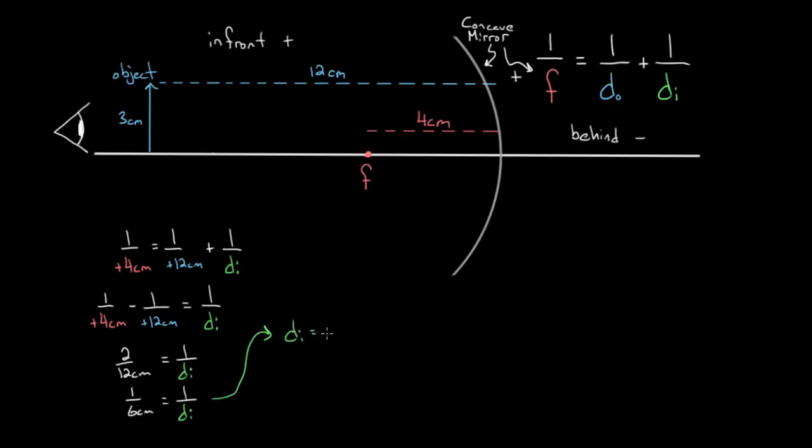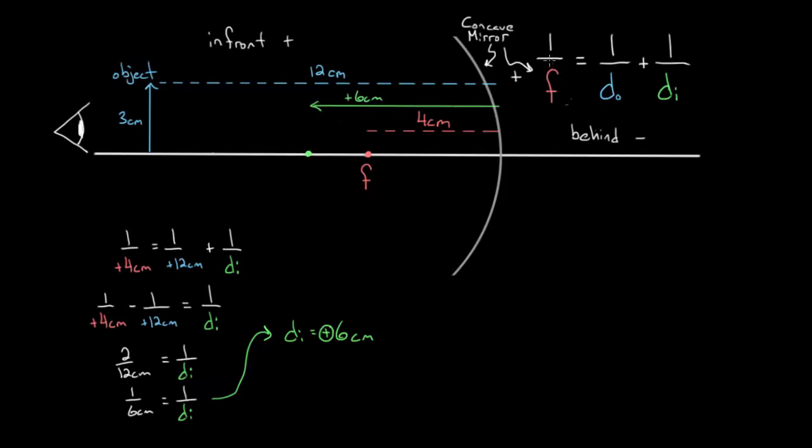That's important. This came out to be positive 6 centimeters. So where's our image going to be? Since this image distance came out to be positive, our image is going to be in front of the mirror. So it's going to be over here, 6 centimeters from the mirror, somewhere around here. So at this point right here is where our image is going to be. But we don't know how big it's going to be or whether it's right side up or upside down.